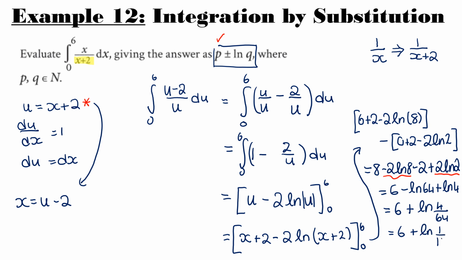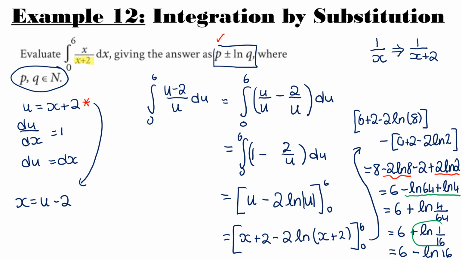1 over 16. Now, slight issue here in the sense they told me p and q both had to be natural numbers. So what I'm going to do with my natural log here is I'm going to flip it, and that's going to make it a minus. So I get 6 minus ln 16. So what I could have done here is I could have put the 64 over the 4 and made it negative.